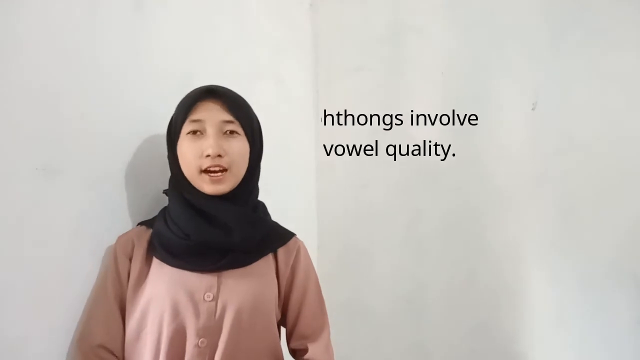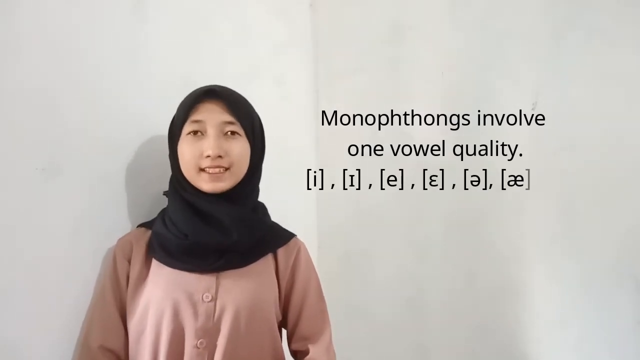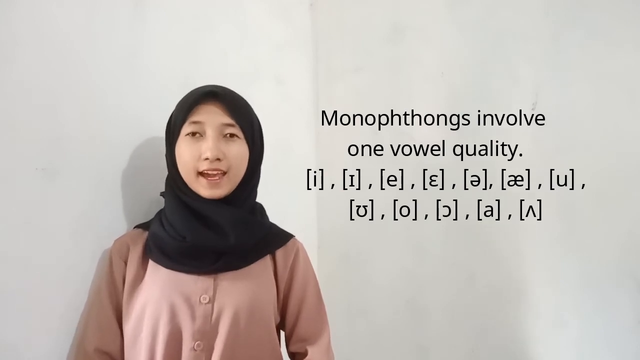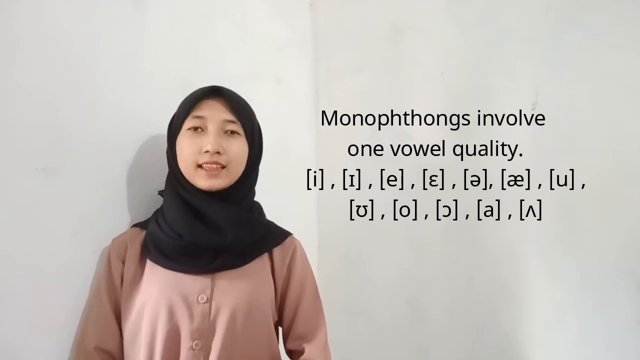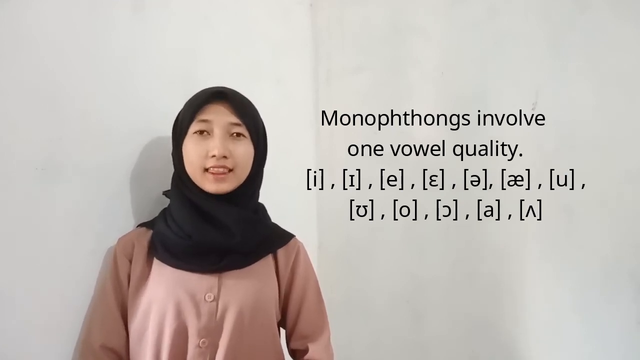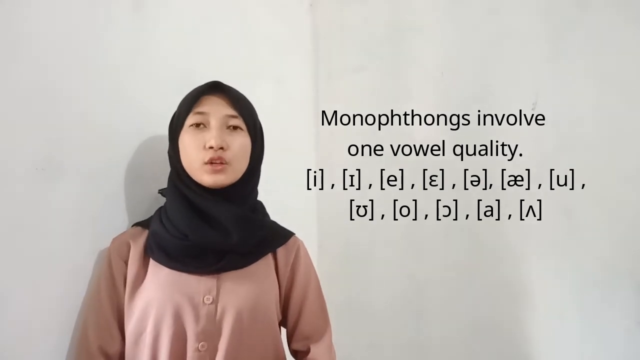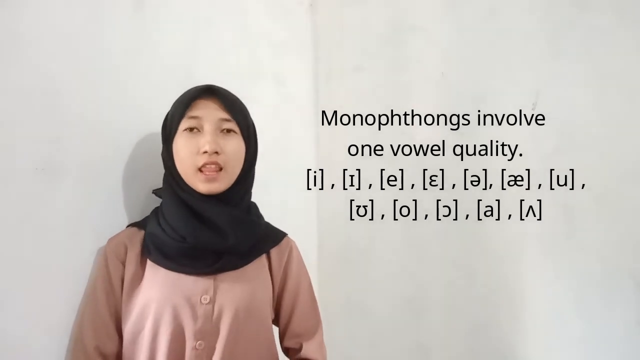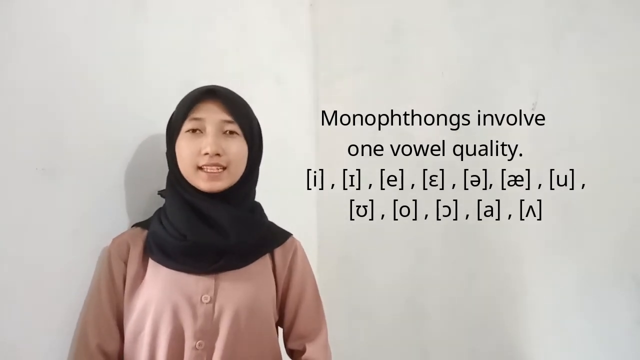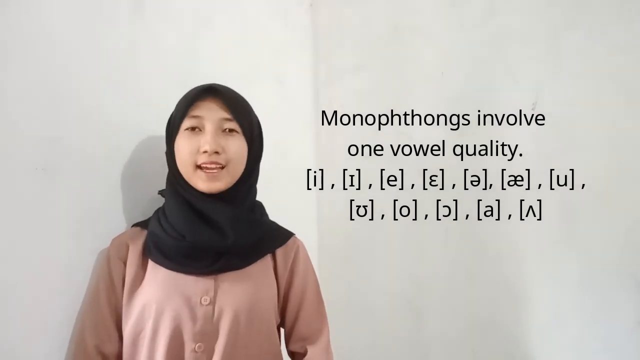In English, monophthongs are: E with a little bit long pronunciation, as in beat, and then E as in it, and then A as in say, and then A as in about, and then A as in cat, and then U with a little bit long pronunciation, as in boot, and then U as in food, and then O as in board, and then A with a little bit long pronunciation, as in army, and then A as in cow.